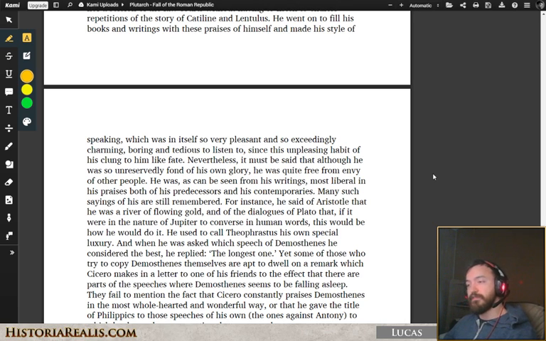For instance, he said of Aristotle that he was a river of flowing gold, and of the dialogues of Plato that if it were in the nature of Jupiter to converse in human words, this would be how he would do it.